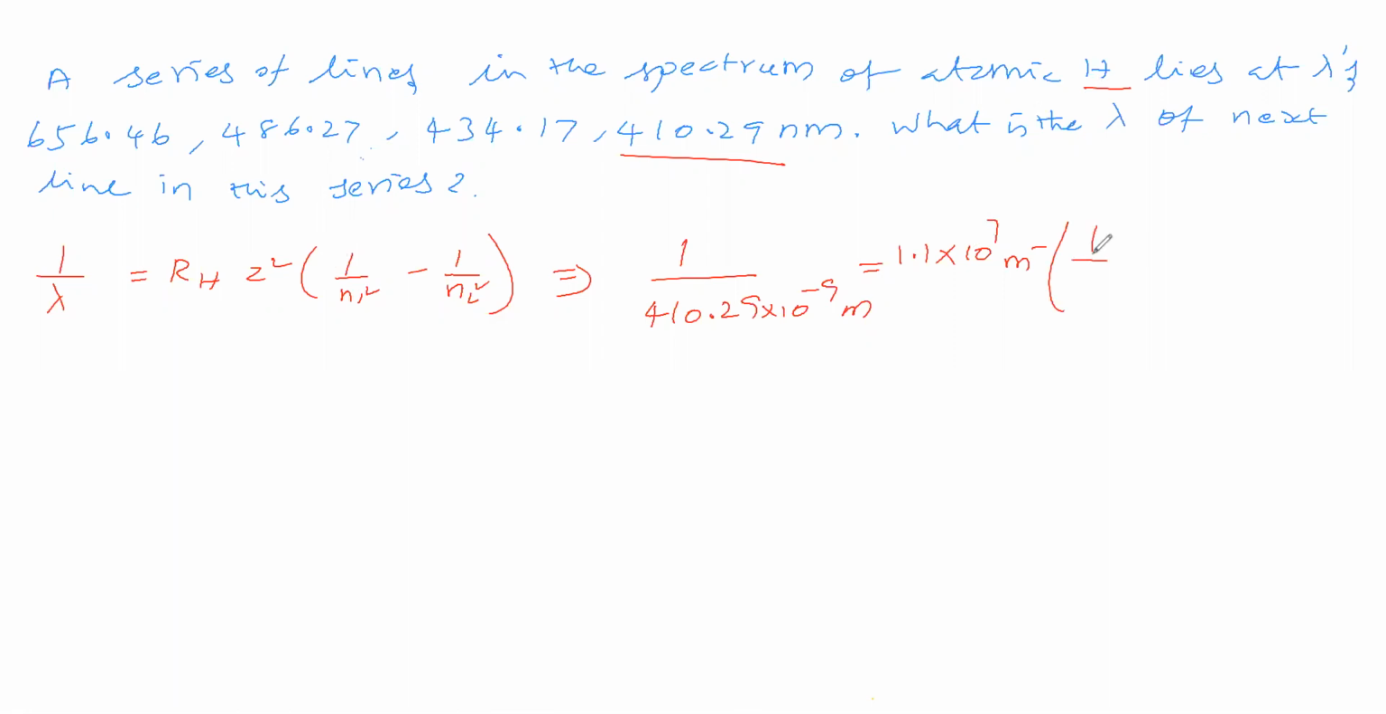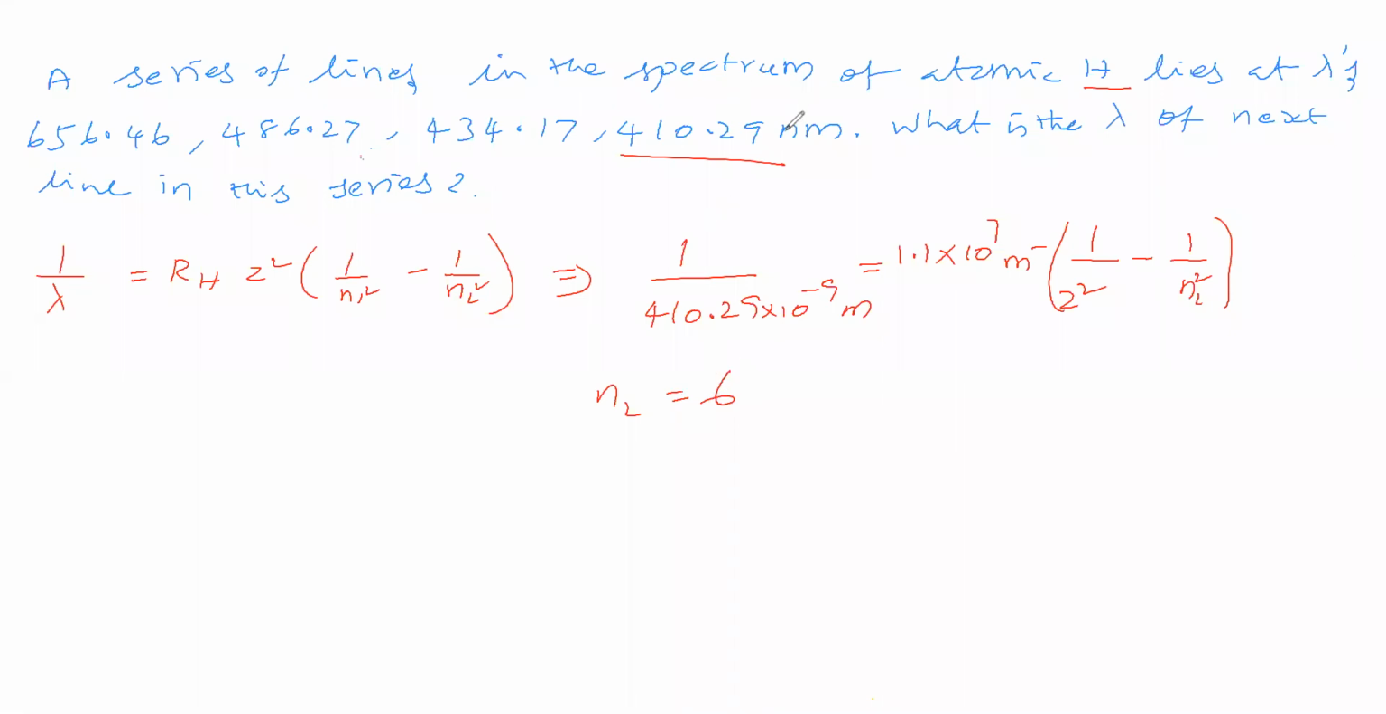Then 1 by n1 square. N1 is the lower level. This wavelength indicates that it is in the visible region, that is Balmer series. For Balmer series, the N1 value is 2. So we have substituted 2, and we can find the N2 value. By simplifying this, N2 value comes as 6. So we got the N2 value.